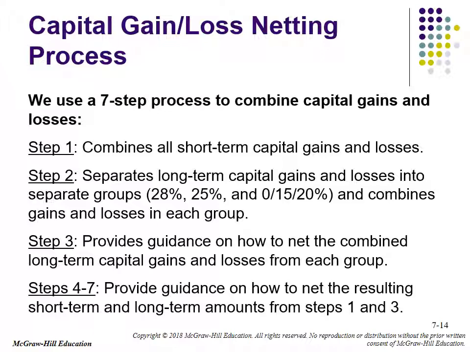Combine net gains and losses in long-term rate groups. So first, if step 2 results in net losses in both the 28 and that normal percent rate group, combine the net losses and apply them to offset gains in the 25% rate group. You can see this gets very, very technical. Okay, so read through those, and if you have any questions, make sure you ask.